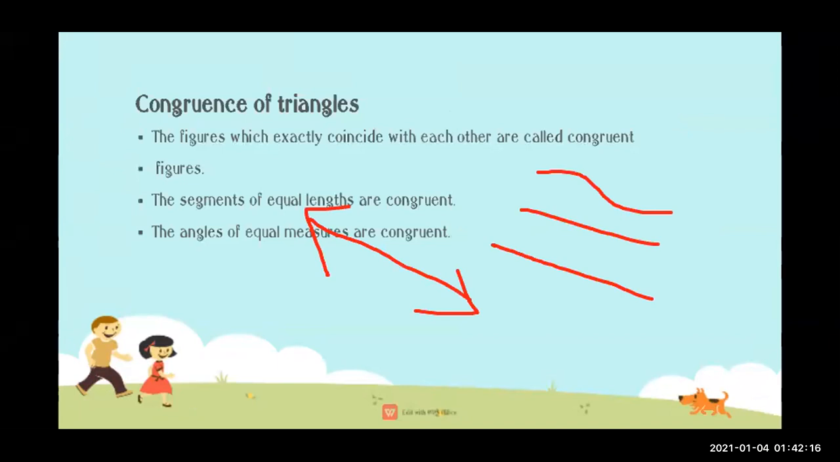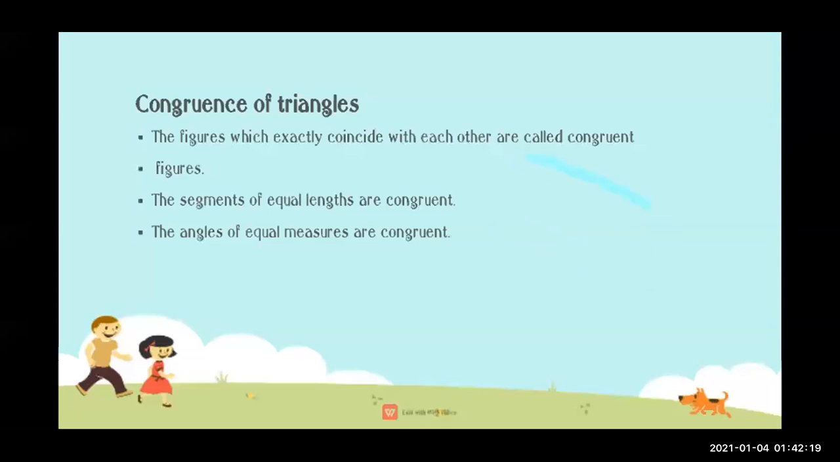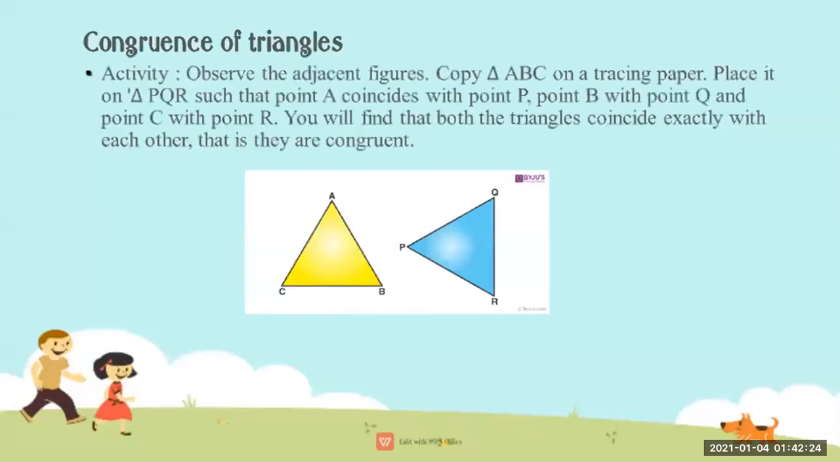You will see more things. Now we will move to next one. Now congruence of triangle. Now what is congruence of triangle? There I have written one activity. You can observe it and you can see what is the congruence of triangle. Now first activity, observe the adjacent figure. There are two figures in this picture. One is triangle ABC, another is triangle PQR. That we have traced on a paper and we have made another triangle also, that is PQR.